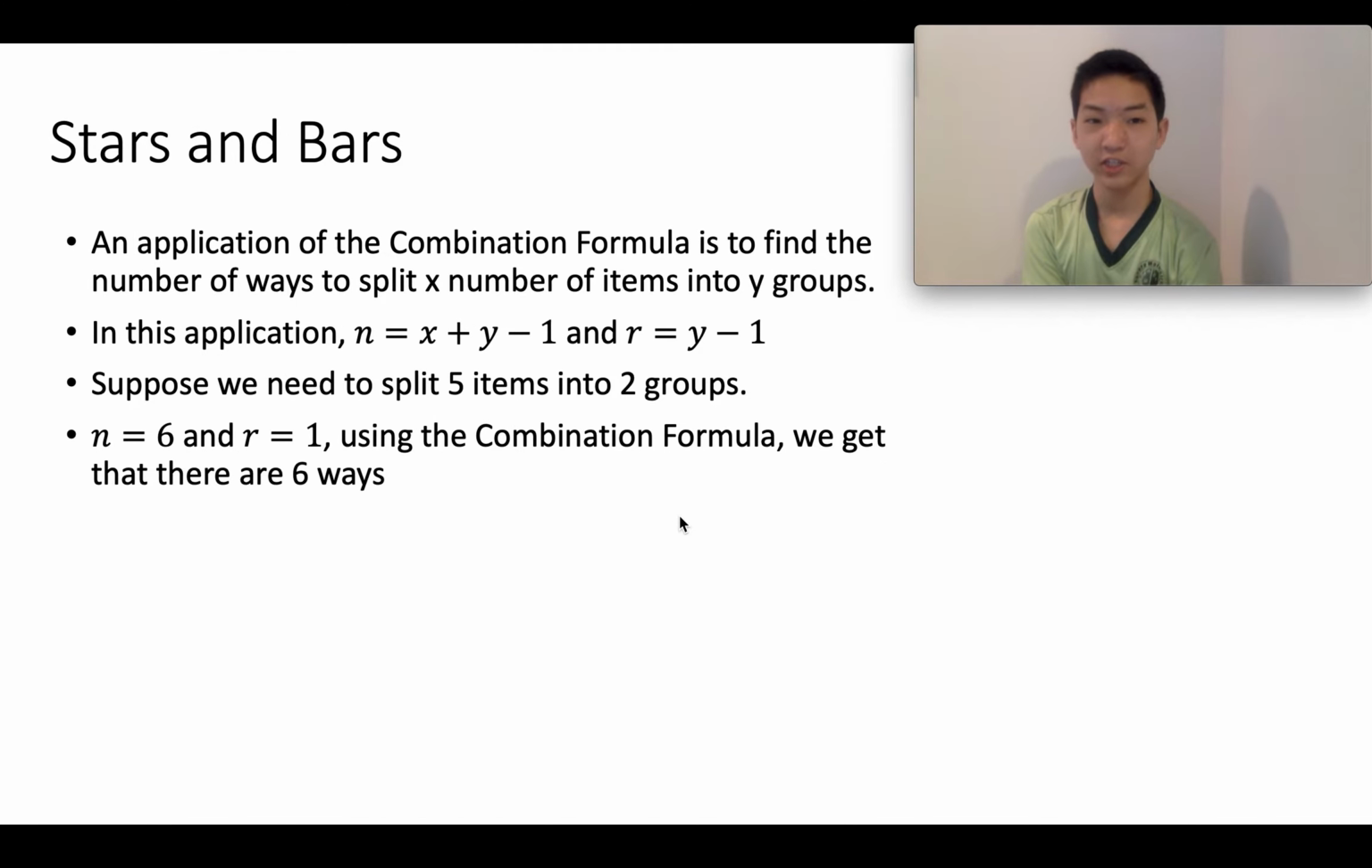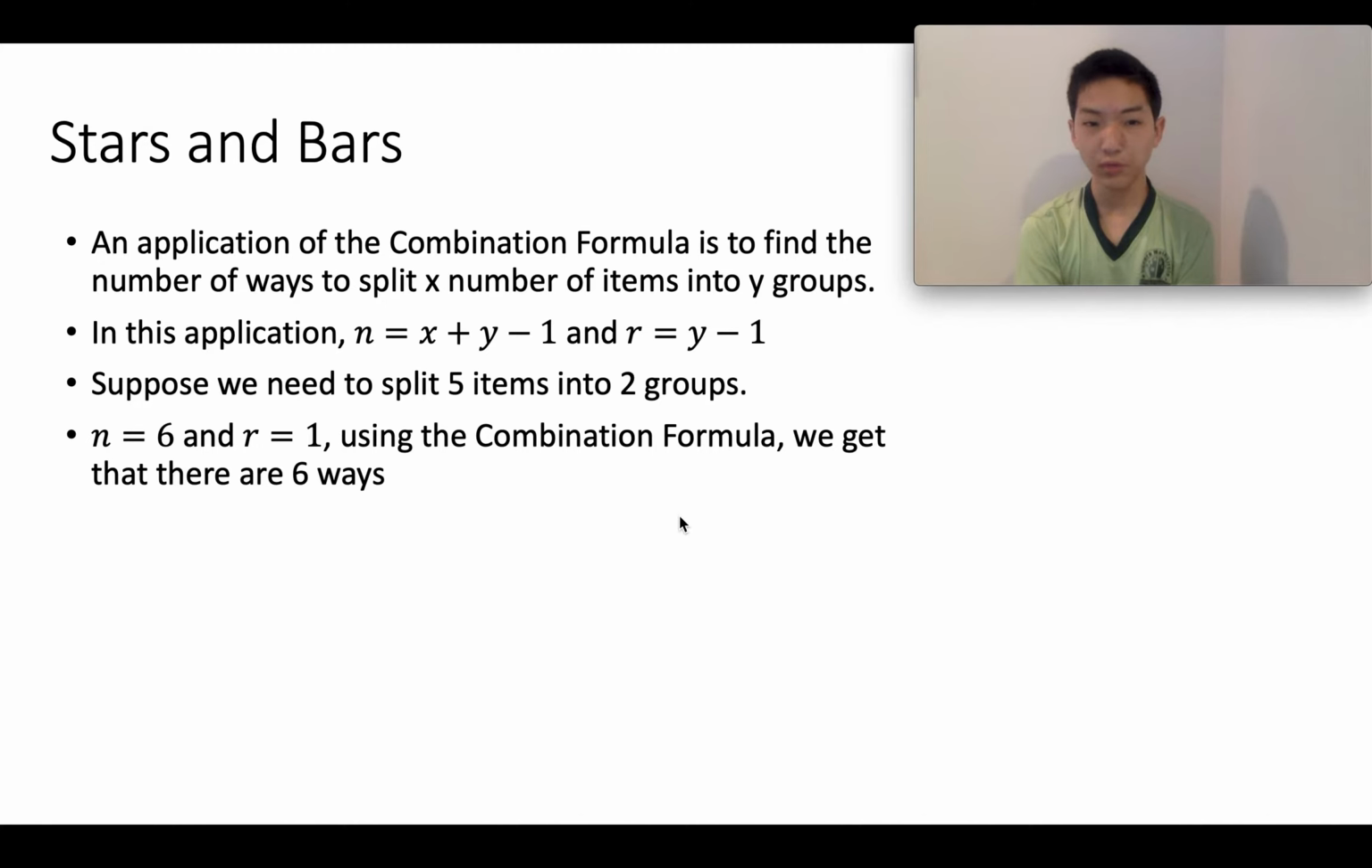Another application of the combination formula is to find the number of ways to split X items into Y groups. So in this application, N is equal to X plus Y minus 1, and R is equal to Y minus 1. So remember, N would be the total number of elements, and R will be the number of elements you choose if you plug these values into the combination formula.